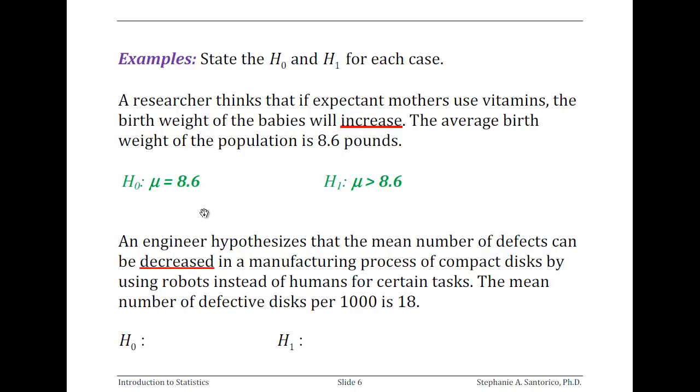So mu equals 8.6. And I know it's a mu because it's a weight, so it's continuous. The fact that they're hypothesizing there's an increase means they're saying that the actual true mu is going to be larger. So increase tells me that my alternative is going to be that the true mu is greater than 8.6. So increase is a keyword that tells me what direction my alternative is going to be. It's going to be right-tailed because I think it's larger than the 8.6.